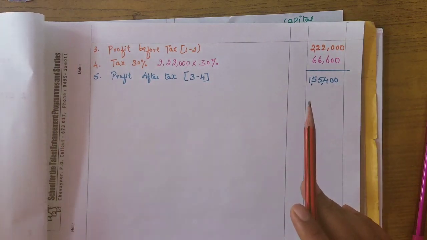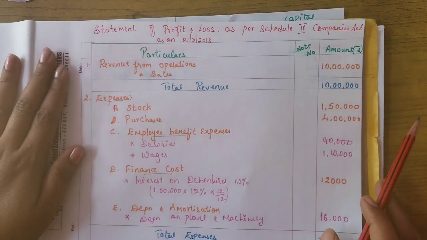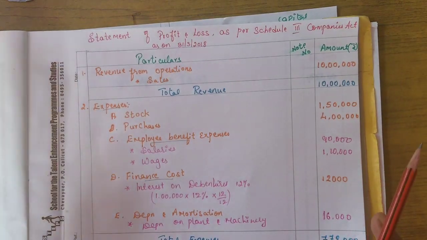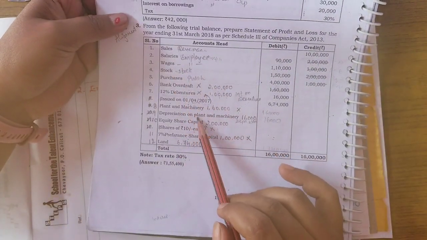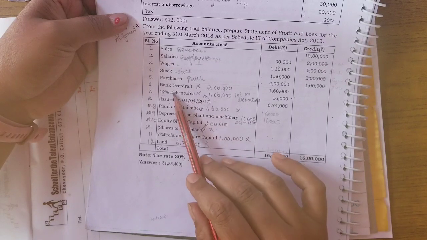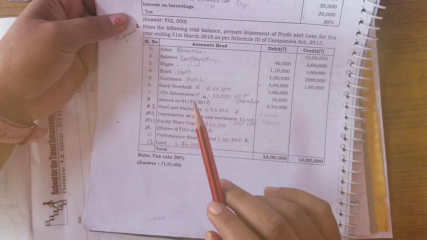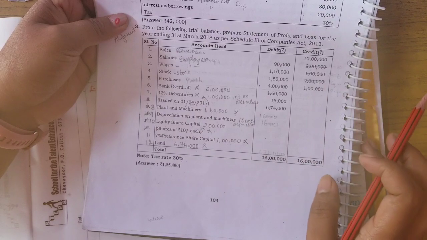I think you can copy down the notes from here easily. And the question, as I told you before, has slight changes. I have clearly read out the question, what is the amount for each and every item here. So listen carefully and write down the amount clearly.